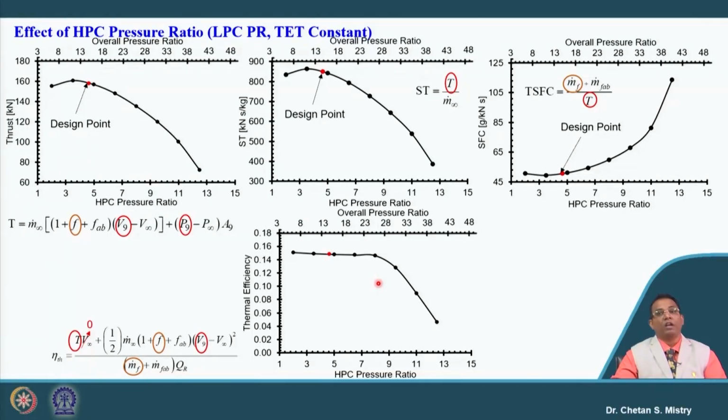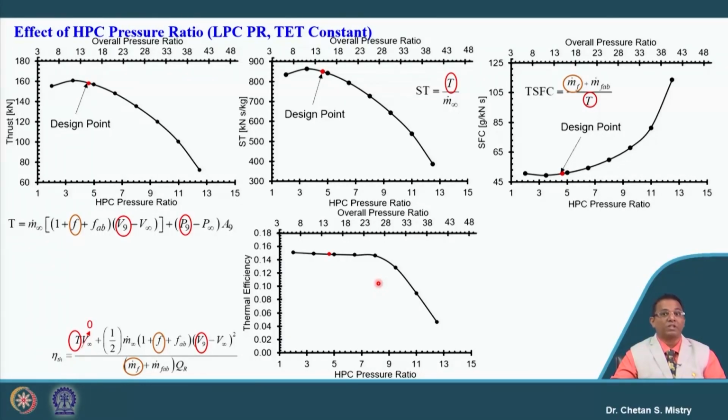So, we can say that in the selection of LP compressor pressure ratio and HP compressor pressure ratio, if we are changing our overall pressure ratio, we need to be very careful about what turbine entry temperature we expect to achieve. This is not the general case. Here, we are considering turbine entry temperature to be 1200. If I consider my turbine entry temperature to be 1400, these plots will be different. If I consider 1600, my plots will be different. So, you cannot say this is a generalized case.